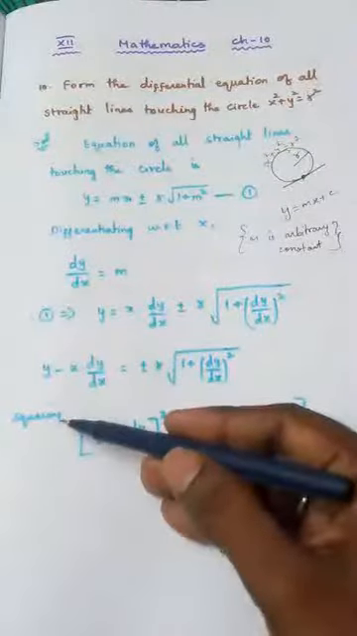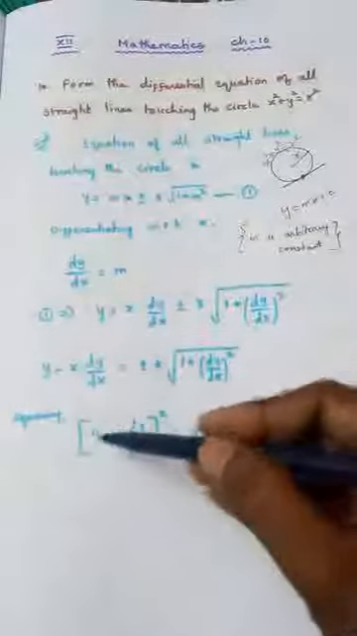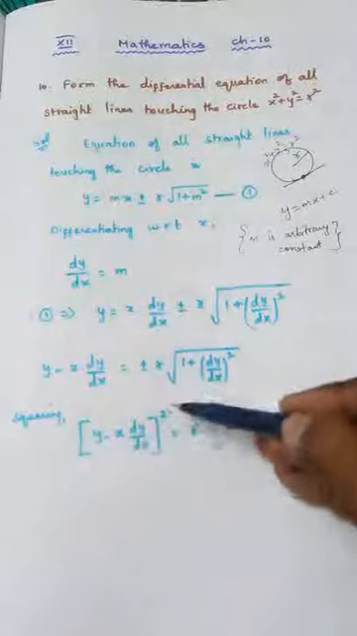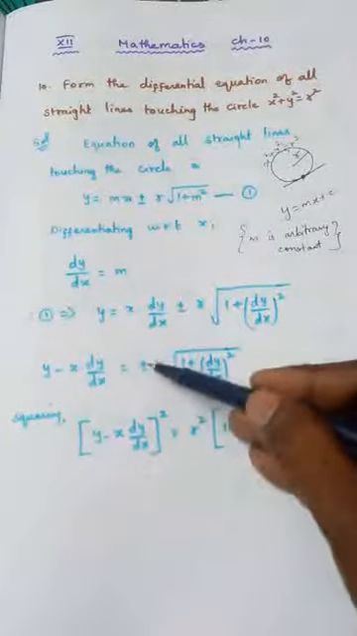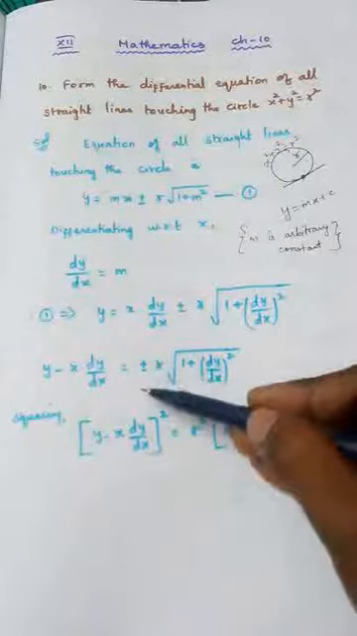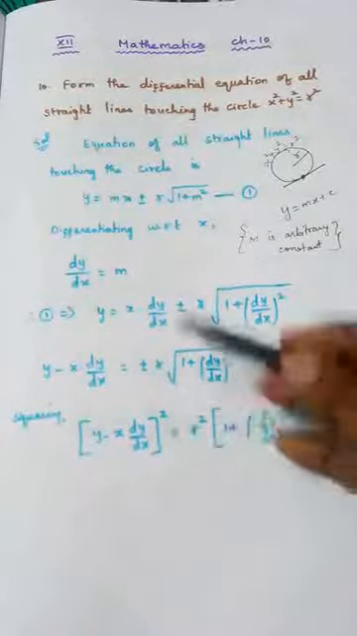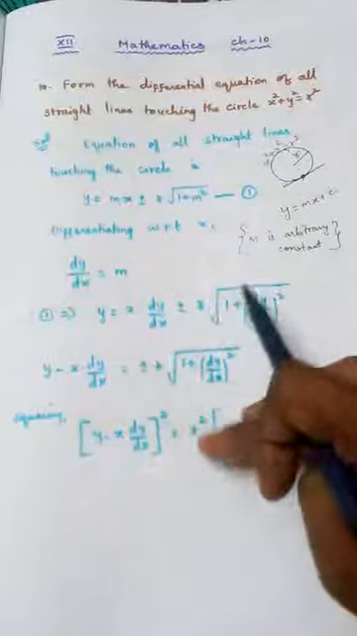Now squaring, why we are squaring? Since square root is present, squaring both sides we will get y minus x into dy by dx whole square is equal to, since we are squaring, no need to put plus or minus, because even if it is plus or minus, when squaring it will become positive, so no need to write plus or minus. R becomes r square.